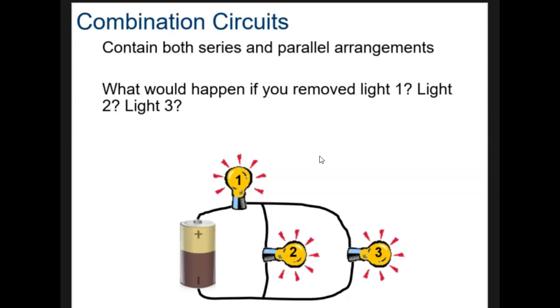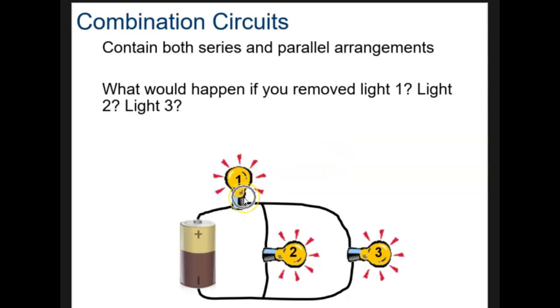A combination circuit contains both series and parallel arrangements. So let's look at this circuit. What would happen if we remove light 1? And what would happen if you remove light 2 or light 3?